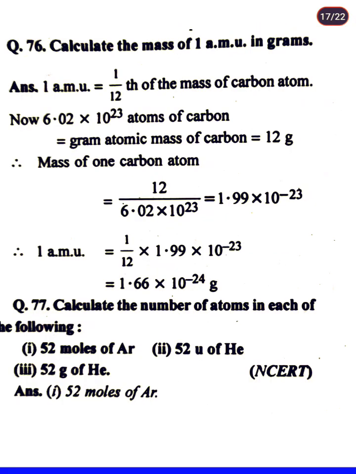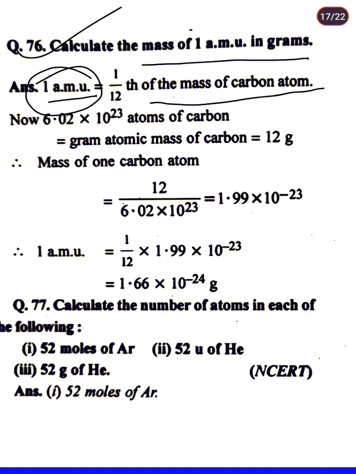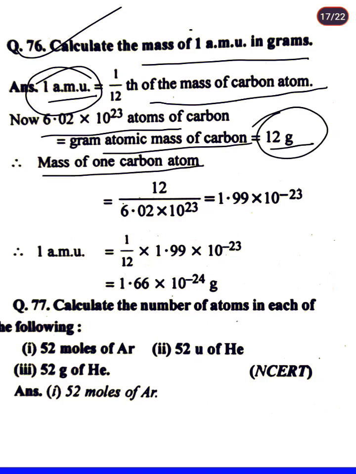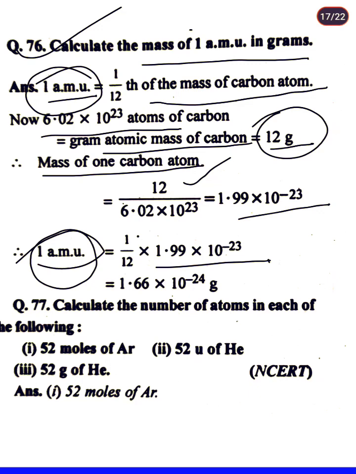Next, let's do a numerical. Calculate the mass of 1 AMU in grams. 1 AMU, that is atomic mass unit, is equal to 1/12 the mass of a carbon atom. So the Avogadro number of carbon atoms is equal to the gram atomic mass of carbon, which is 12 grams, and the mass of one carbon atom can be calculated as mass divided by the Avogadro number. So 1 AMU becomes equal to 1/12 the mass of a carbon atom. When you solve it, you will get the value of the mass of 1 AMU.